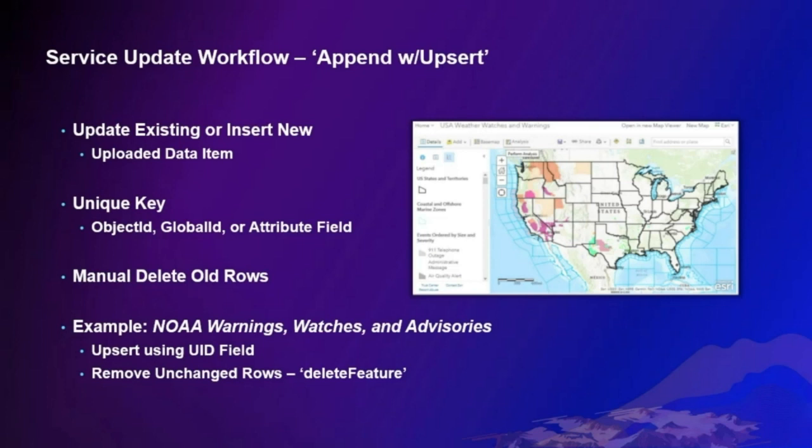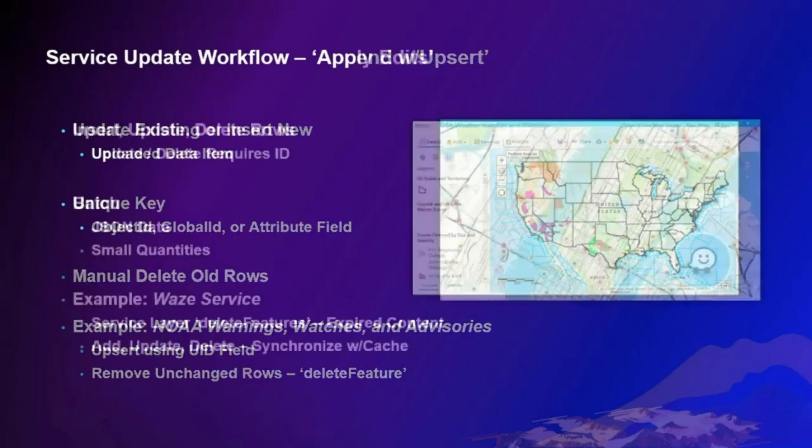And one of the service examples that we have is the NOAA's warning watch advisories in the live feeds. And of course, we're doing an update using the UID field, which is the event identifier or the ancillary geometries like the state and the county and all that. So as those change over time, it can update them. We remove the unchanged rows using the delete feature endpoint on the REST layer itself. Makes it much easier to work with.